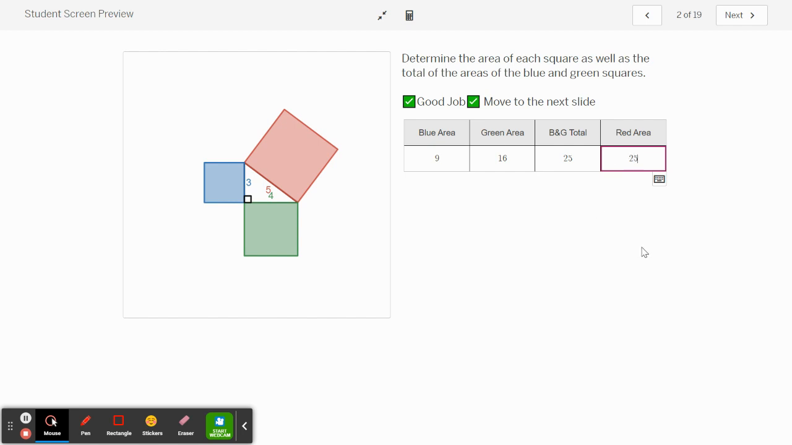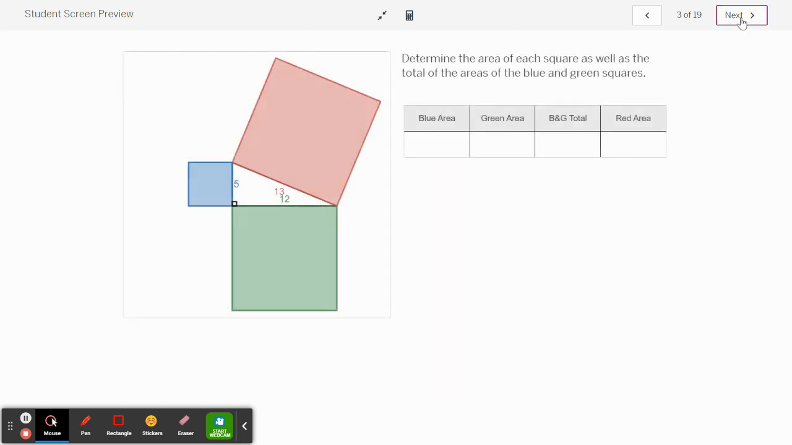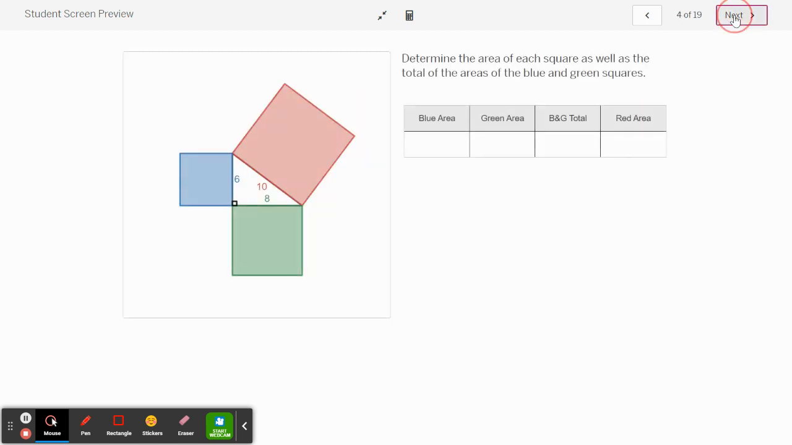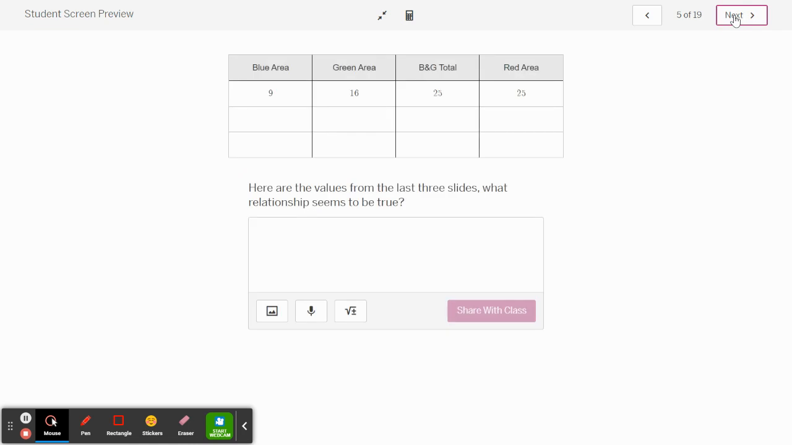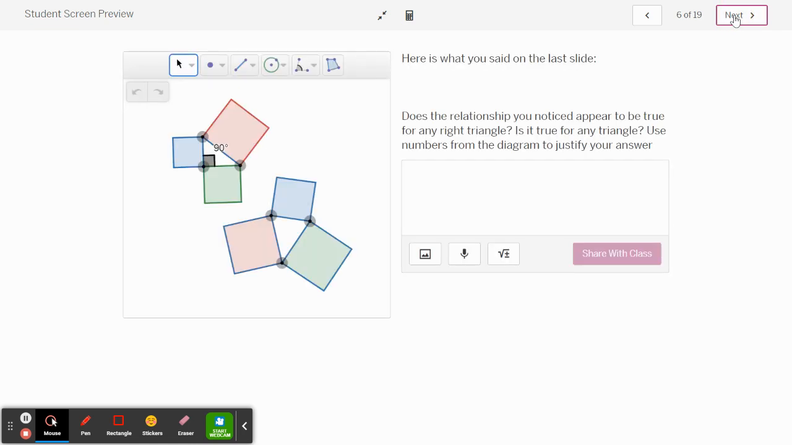And there it is. Okay, so be careful as you're working through these slides, whether they ask you for area or if they ask you for a side length. So notice these are asking you for area again, area, area, add the green and blue together, and then the red area. Again, these are all asking for area. Here, asking for area, and asking you to explain what you noticed.